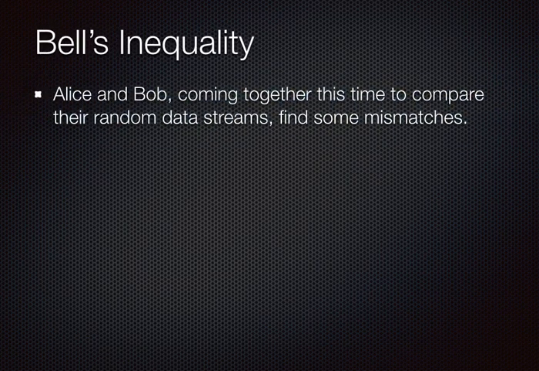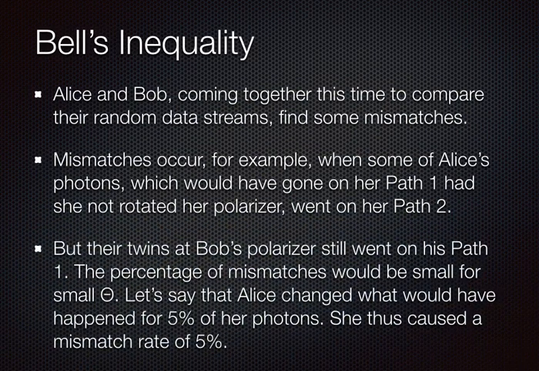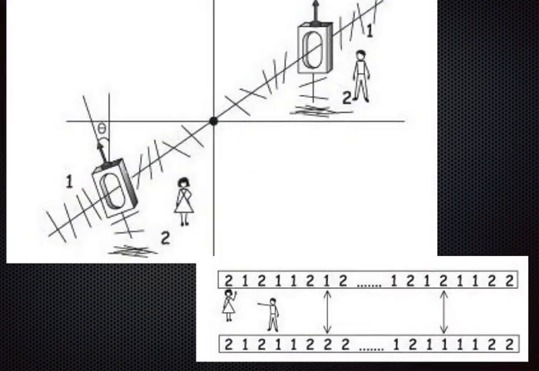Alice and Bob coming together this time to compare their random data streams find some mismatches. Mismatches occur, for example, when some of Alice's photons, which would have gone in her path 1, had she not rotated her polarizer, went on path 2. But their twins at Bob's polarizer still went on path 1. So the percentage of mismatches would be small for a small theta. Let's say that Alice's theta was enough to change that for 5% of her photons. Thus, she created a mismatch rate of 5%. All right, so everyone on board? Does this make sense? Okay.